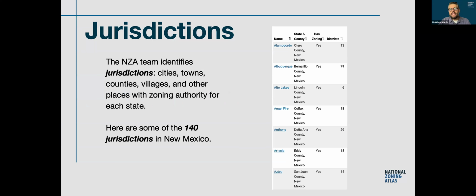Now, zoning analysis begins with identifying jurisdictions. And these are cities, towns, counties, villages, and townships with zoning authority. And so this image shows some of the 140 jurisdictions across New Mexico that have the right to exercise zoning.